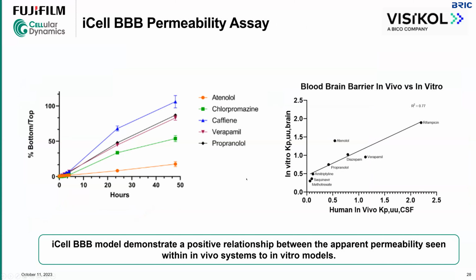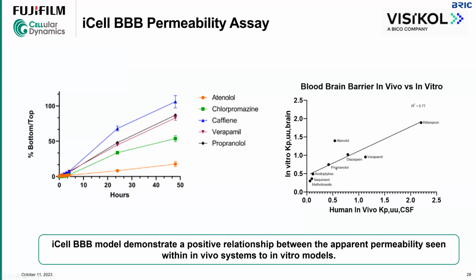And I'm very happy to say that our BBB system has been adopted globally. It's nice to see that big CRO companies like Visikol have adopted our BBB model very efficiently, with regard to the data that they generated on the model and the services they provide. I'm just showing you a snapshot of the data that is available on the website. It's really beautiful to see that the data they developed on our iCell BBB system, in vitro, corresponds really closely to the data they developed on human in vivo BBB models.